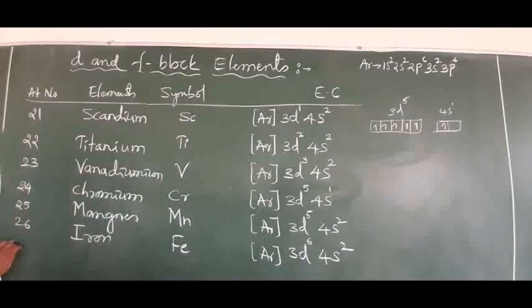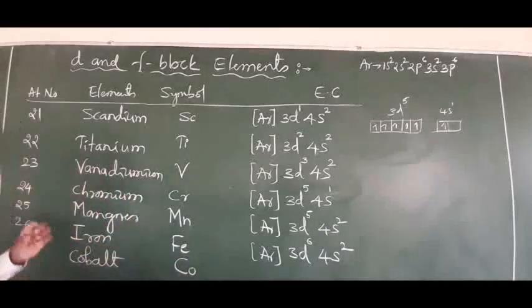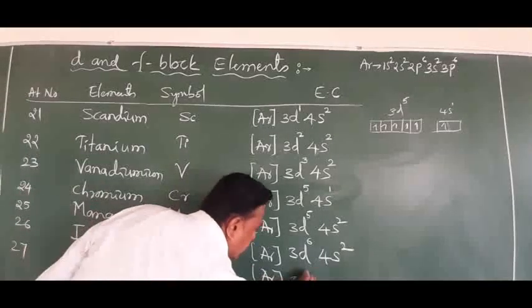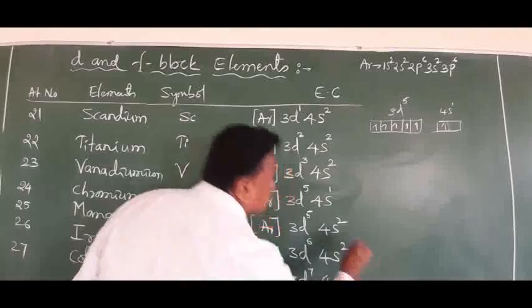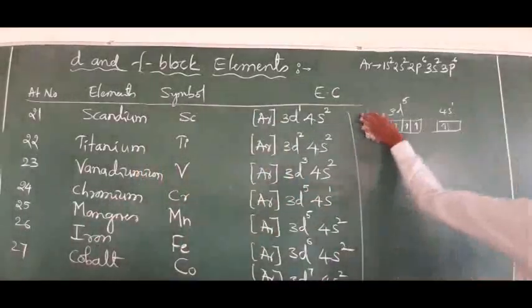And the next one is 27. After manganese and iron, this is cobalt. The symbol is Co; you write it like this, C capital, o small. Yes, argon, 3d7 and 4s2. Yes, for our convenience, we write it here, friends.